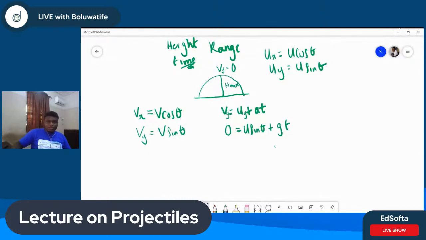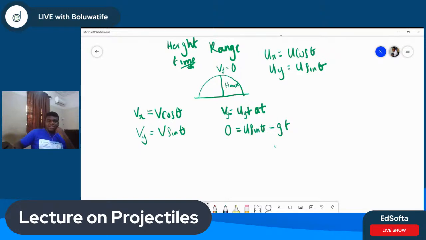And why is that? Because, remember, we said that a projectile is a particle or an object in which the only force acting on that object is gravity. So that's the only acceleration it would have. And because it is going against gravity, this would have been minus g. So this would be minus u sine theta minus gt.